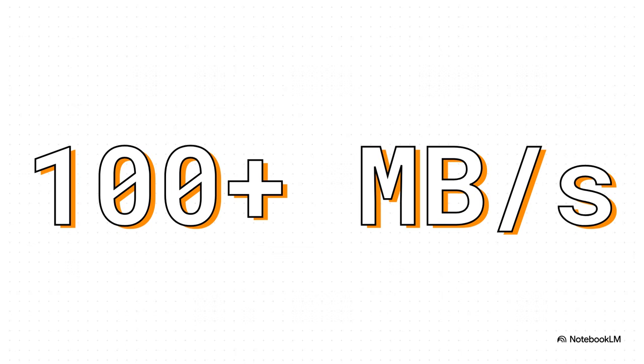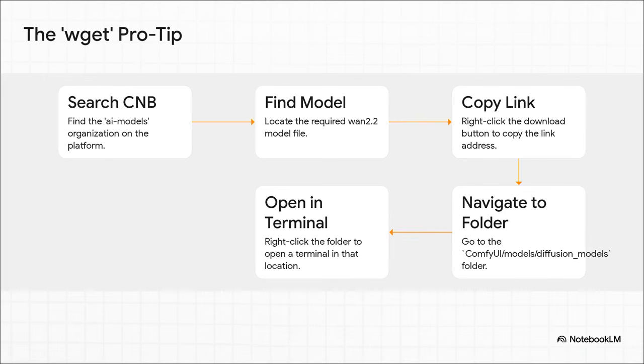And here's the payoff: pure speed. I mean, because the files are already on the same network as your little workspace, you get download speeds of over 100 megabytes per second. A download that could take you an hour somewhere else, here, it's done in seconds. It's amazing. So, here's exactly how you do it.